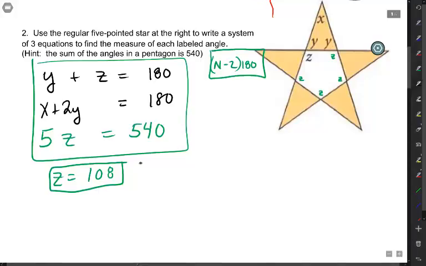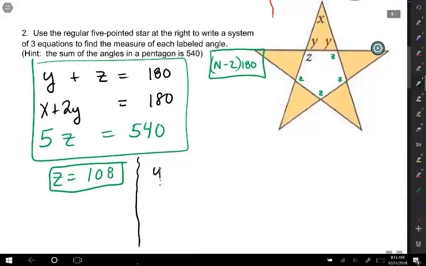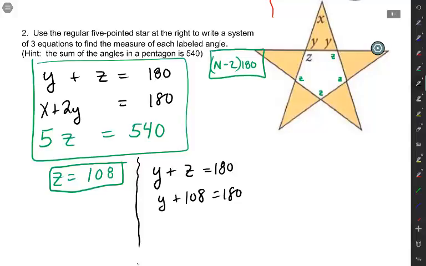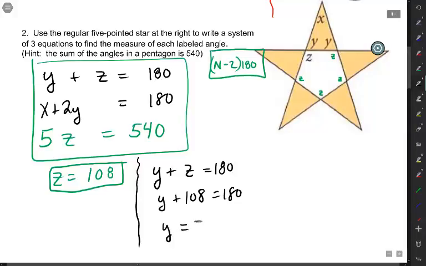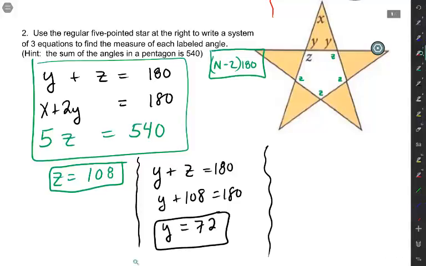What's next? Do you want to solve for x or for y? Take your pick. Y. Okay, so let's use the first equation. Y plus z equals 180. So y plus 108 equals 180. So subtract 108 from 180. I get y equals 72. By the way, 72 what? What kind of units of measure? Degrees.